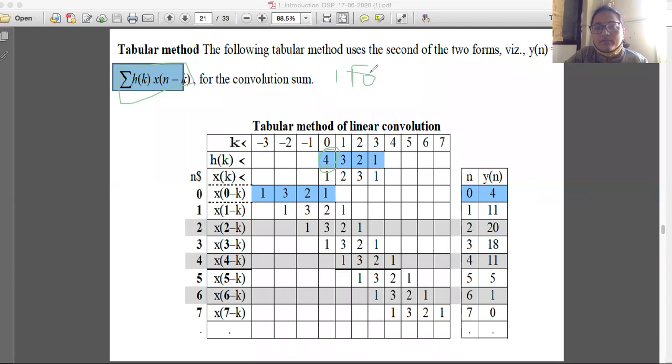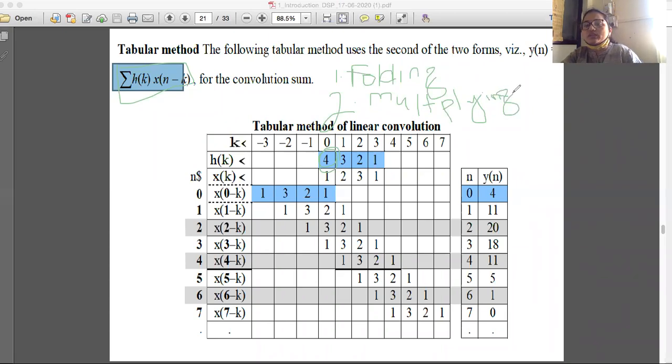So after the folding operation, what is the next operation? We will be performing a multiplication operation. Actually the next operation is supposed to be a delaying or shifting operation, but here as both the sequences are starting from 0, we need not perform the delaying or shifting operation. So we will be multiplying both the sequences.